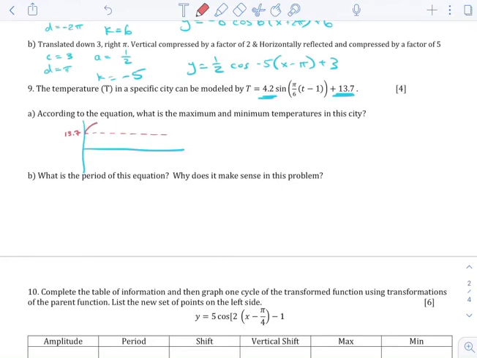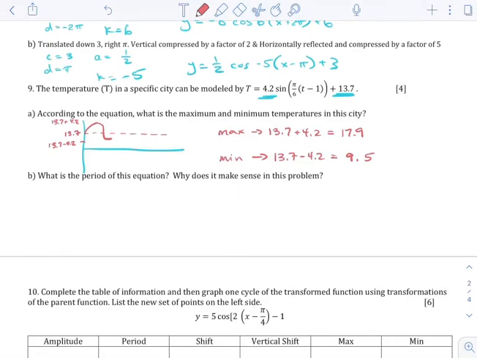So it'll go up 13.7 plus the amplitude. I also know that it will go down, maybe not that much, but it'll go down 13.7 minus the amplitude. If I want to find my maximum, we'll just add those together: 13.7 plus 4.2 gives 17.9. So that's the maximum temperature. And the minimum will be my equation of the axis minus the amplitude. When I subtract those, I get 9.5. So that's the minimum temperature in this city.